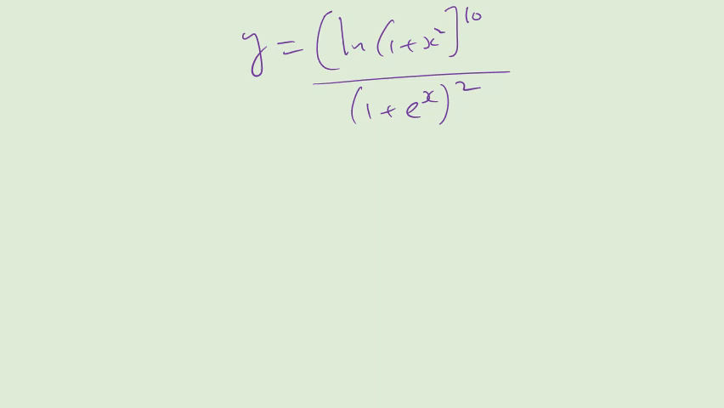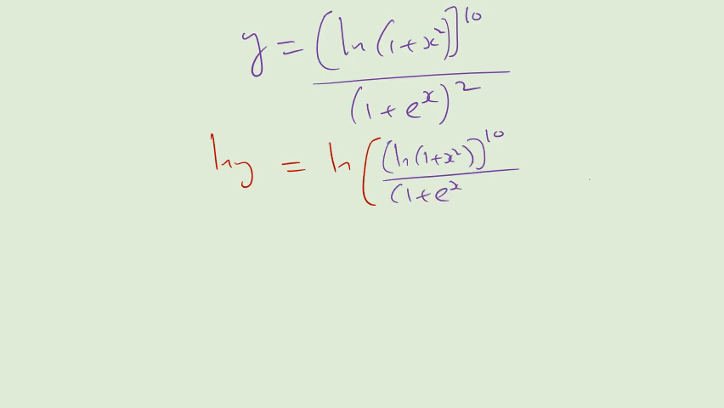Quotient rule, your challenge. My challenge to you, do this via the quotient rule. But I'm just going to throw in ln on both sides. I mean, ln y equals ln, remember my square brackets, love doing that. Something's wrong here, missing a bracket there. So this becomes ln of 1 plus x squared, but that whole thing is raised to the power 10. And then we have 1 plus e to the x all squared. So it's ln of that whole thing.